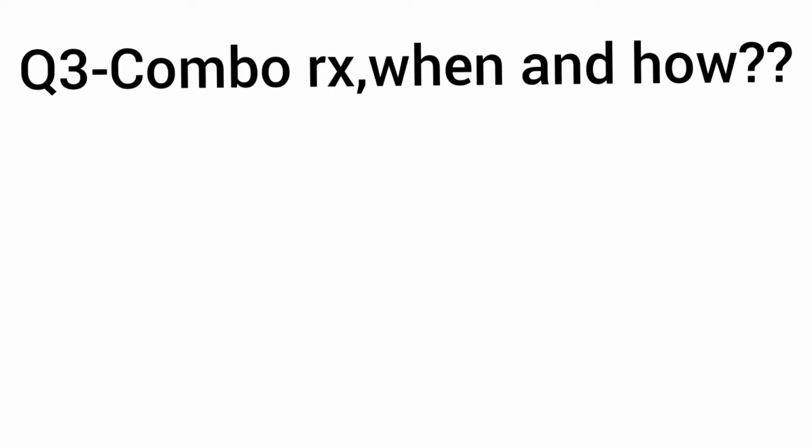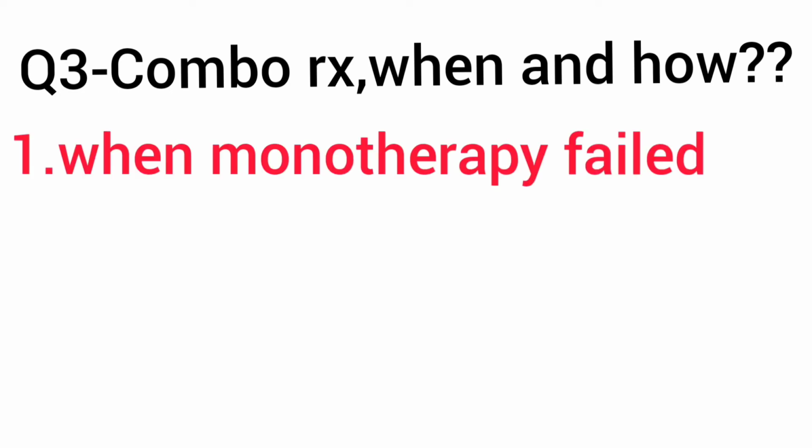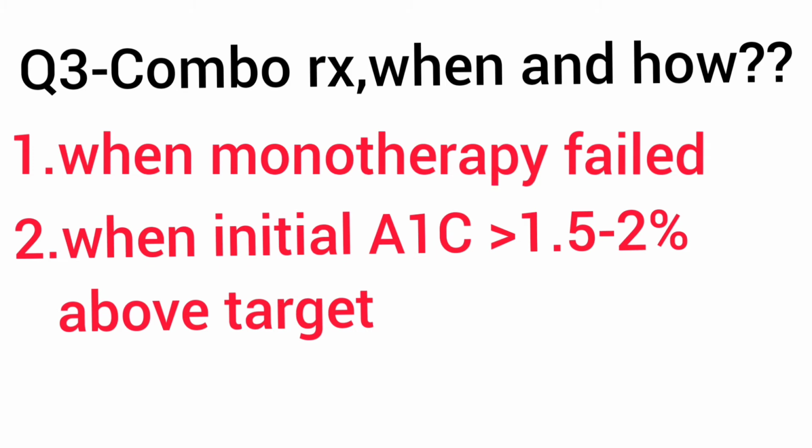So coming to the third question, combination therapy. The combination therapy should be started in two scenarios. Number one, when initial monotherapy has failed subsequently, then we have to start off combination therapy. And in some scenarios, where the initial HbA1c is more than 1.5 to 2% above the target, we can start off directly with combination therapy.